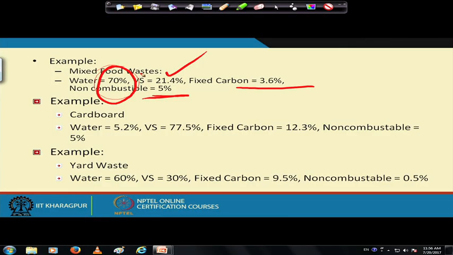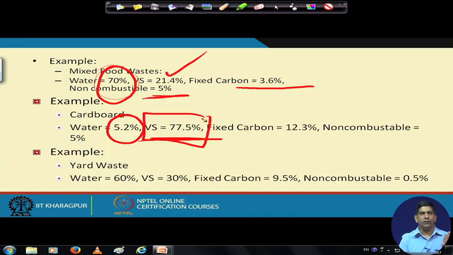Then you have cardboard. Here you can see the moisture is much less, only 5.2%. Volatile solids is 78%. So cardboard is a very good candidate for waste to energy. And it's also a very good candidate when we go for recycling.